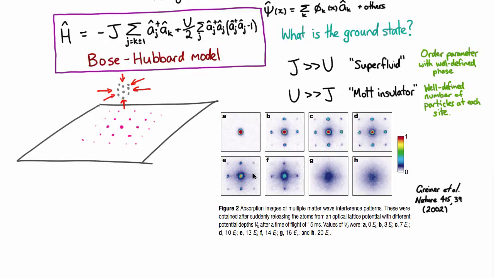What that means is, if they then go back and turn the lattice back down again, they should be able to reform the superfluid state.